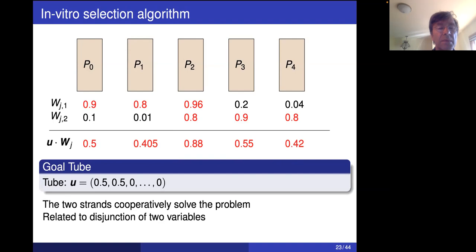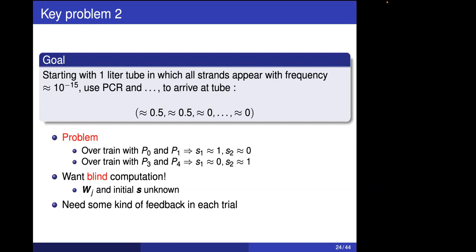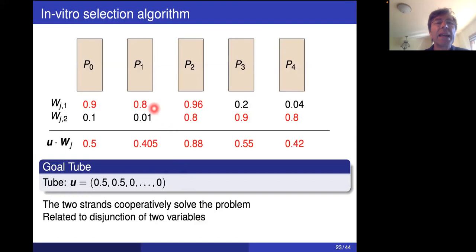Okay, and this is related to learning a disjunction. So the goal is... Are these two strands attached? Are these two strands attached sequentially so they can cooperate? So I'm saying for all, whatever the protein sheet comes in, the union of 50% of this and 50% of the other one has a significant amount attaching, no matter what the protein sheet is. That's the point.